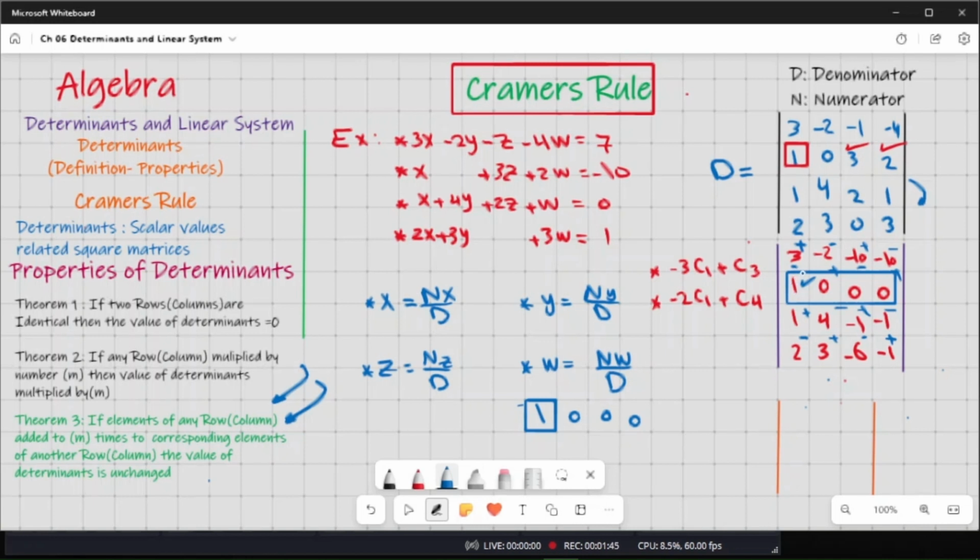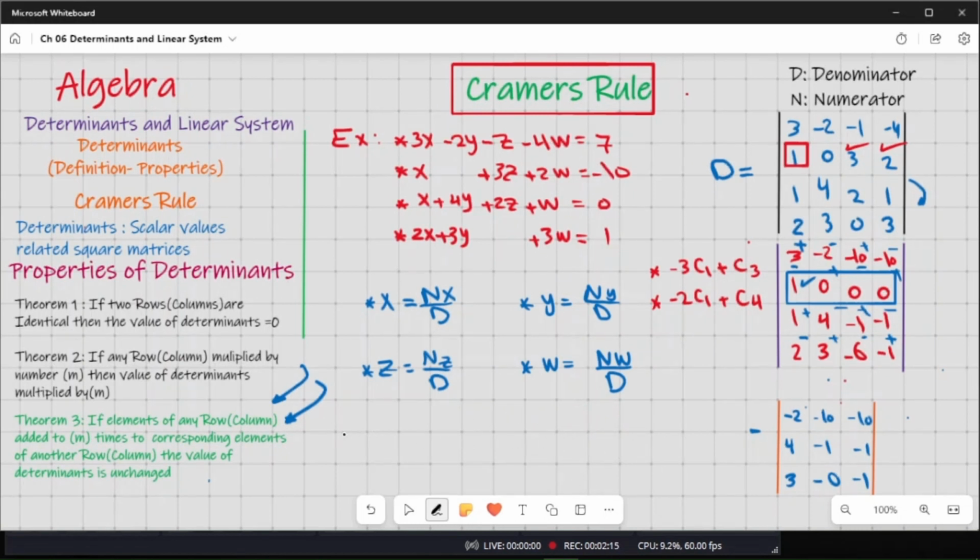Okay, so element 1 has a negative sign, so we write a negative sign, and its minor is here: -2, -10, -10, 4, -1, -1, 3, -6, -1.